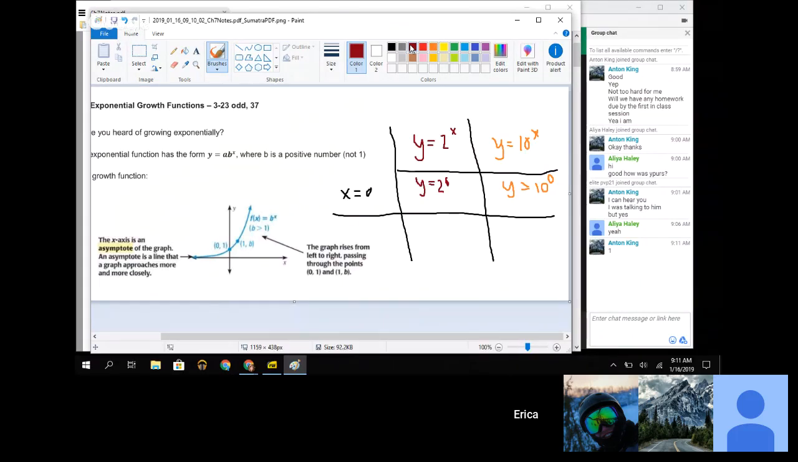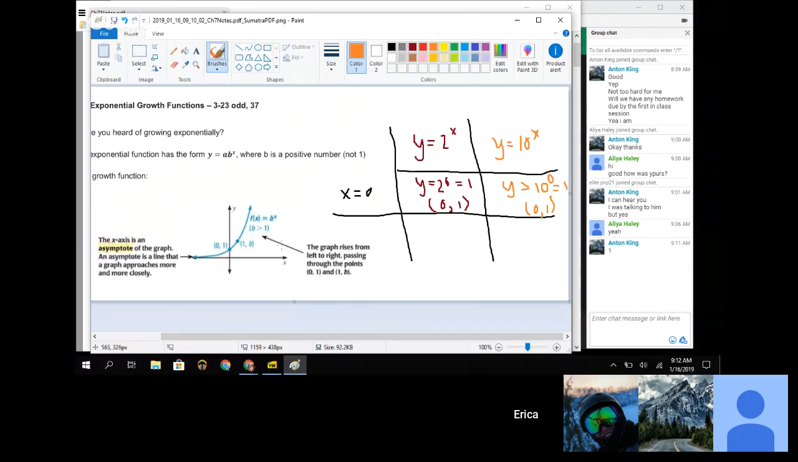So you could have 1,000,000 to the 0 power and it's still 1. Okay, so this means that 2 to the 0 power equals 1. So when x equals 0, y equals 1. All right, same here. When we have 10 to the 0 power, that equals 1. So when x equals 0, y equals 1.